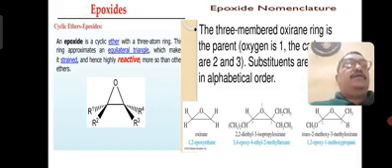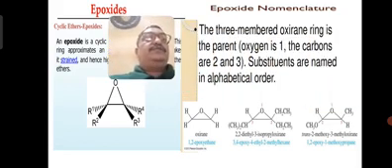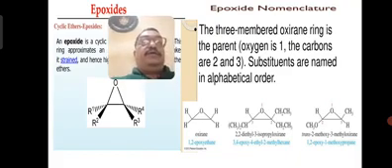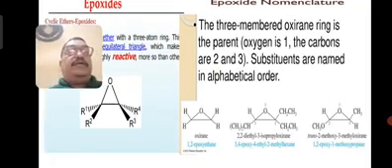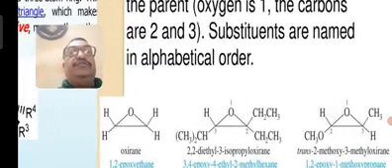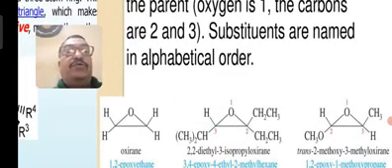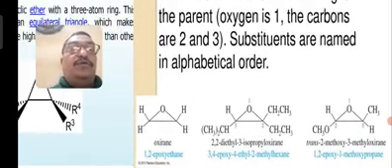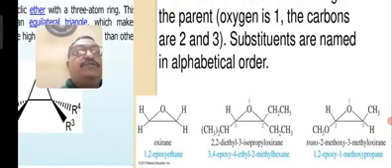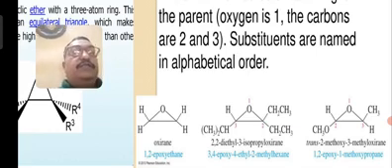The three-membered oxirane ring is the parent, where oxygen is taken as number one, and the remaining two carbons are taken as 2 and 3, and the various substituents are named accordingly. The best example I have chosen is CH2OCH2. It is a simple oxirane, also called 1,2-epoxyethane. 1,2-epoxyethane. Similarly, you can see another example here.